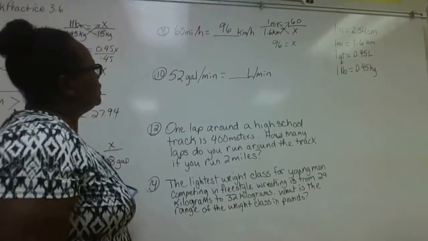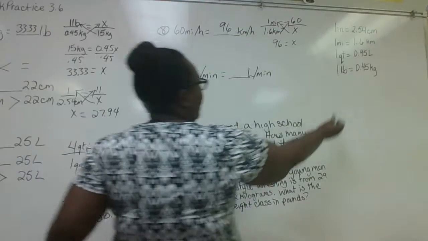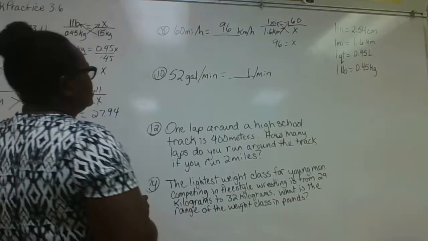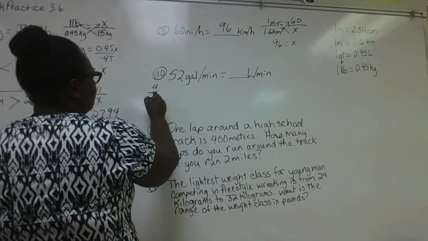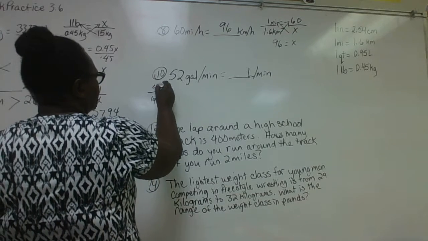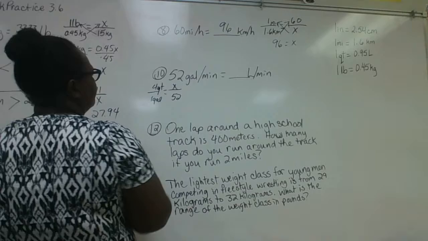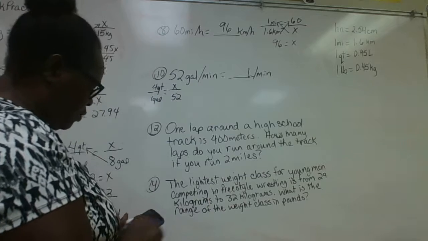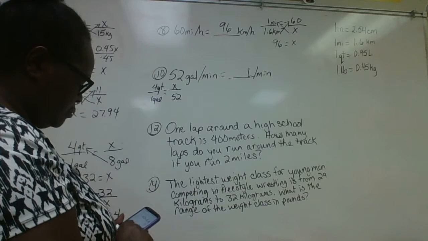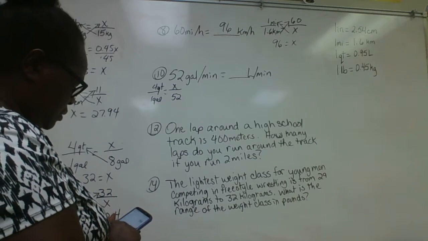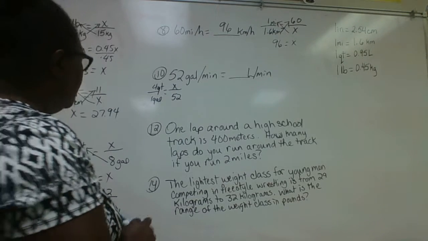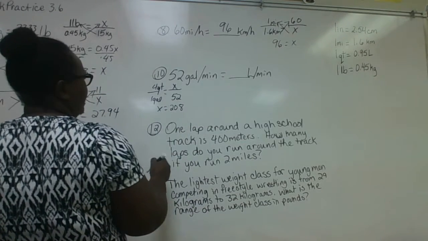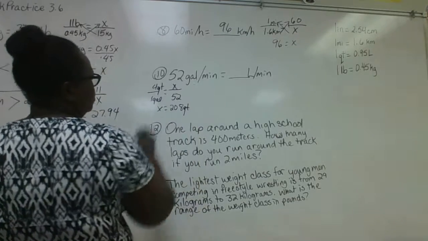Number 10, we have 52 gallons to liters. Once again, we have quarts to liters. So we want to convert this to quarts. And we know that 4 quarts equals 1 gallon. So if we have 52 gallons, how many quarts is that? So we're going to cross multiply 52 times 4, and we have X is equal to 208. So 208 quarts is equivalent to 52 gallons.